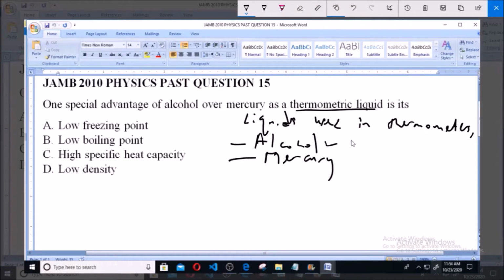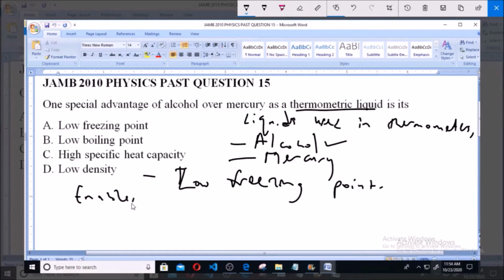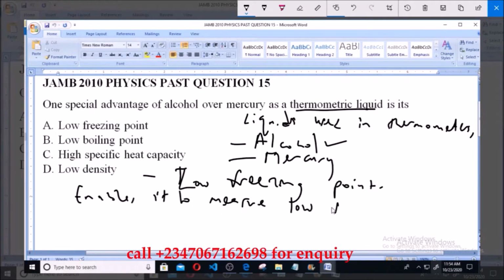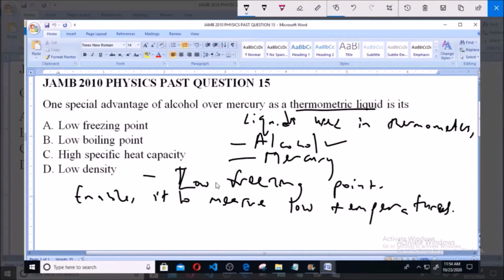Now, one of the advantages of alcohol over mercury is the fact that it has a low freezing point. Now, the low freezing point of an alcohol thermometer enables it to measure low temperatures. Okay, so this is one of the importance or the advantages of alcohol over mercury thermometer. So low freezing point, option A, is the correct answer to this question.